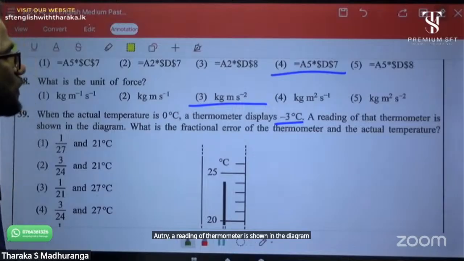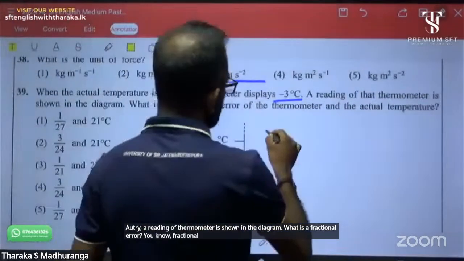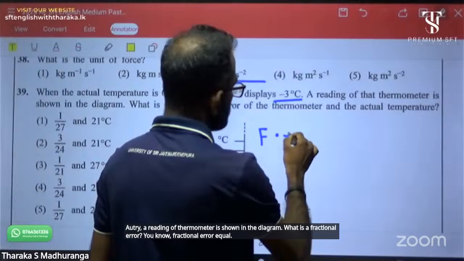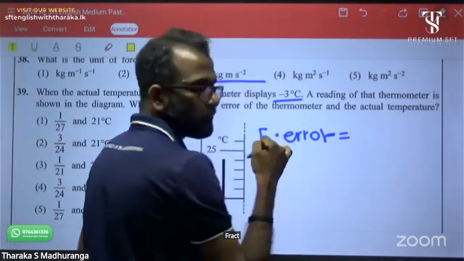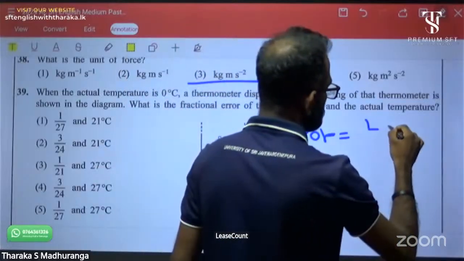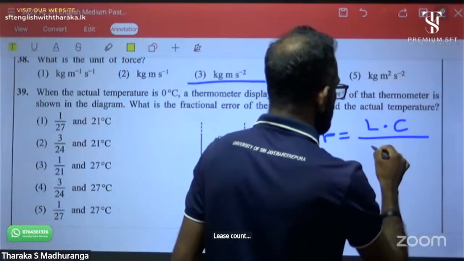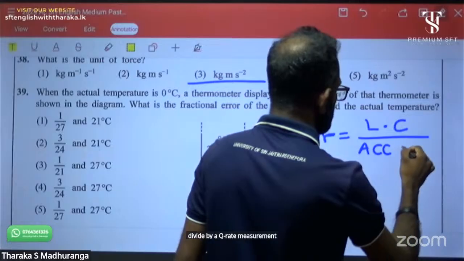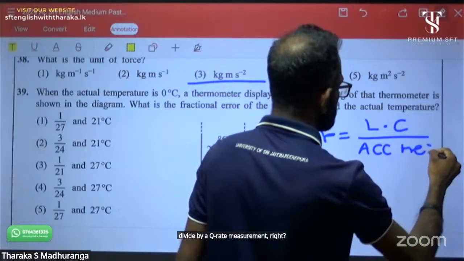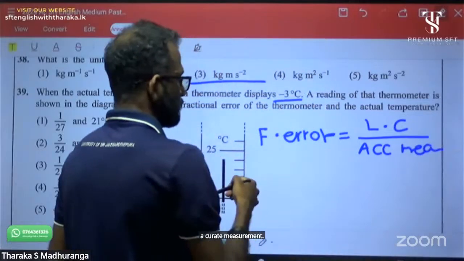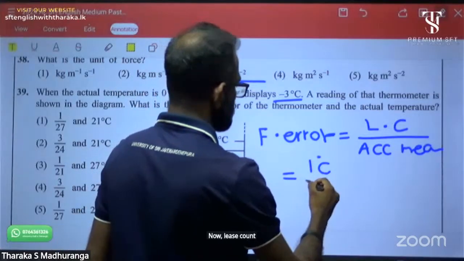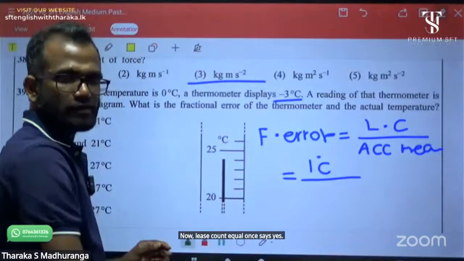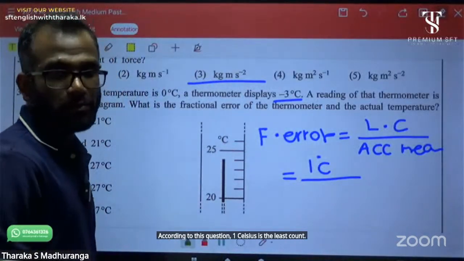What is the fractional error? You know, fractional error equals least count divided by accurate measurement, right? Now the least count equals 1 Celsius. According to this question, 1 Celsius is the least count, the minimum measurement.